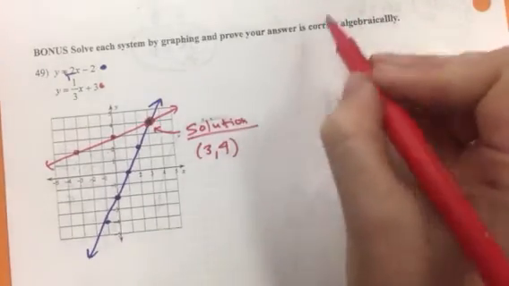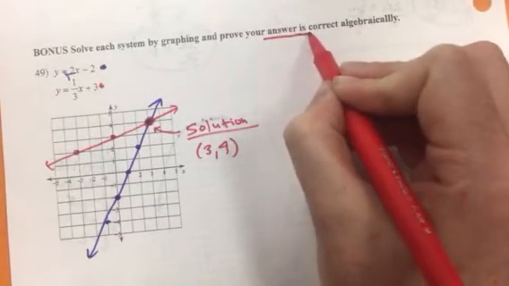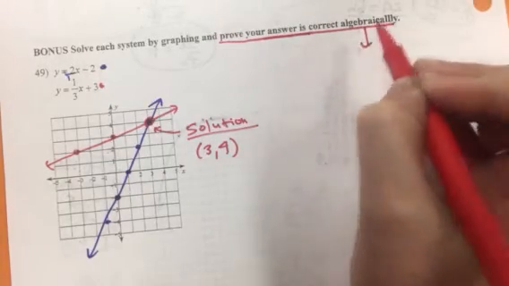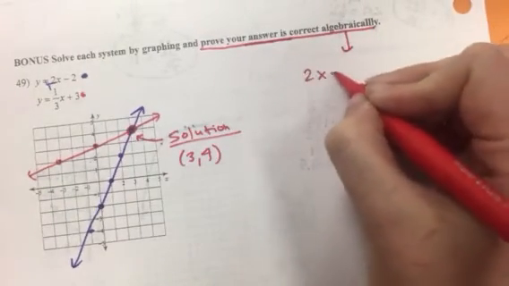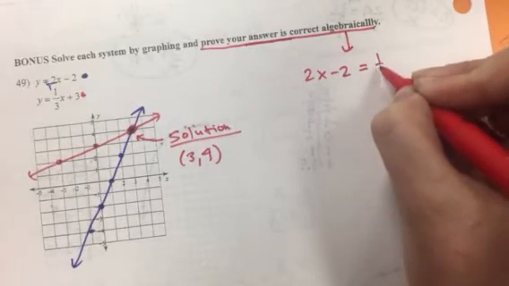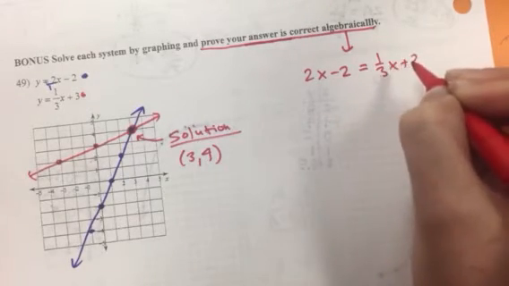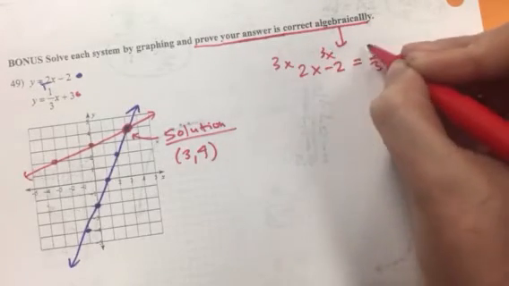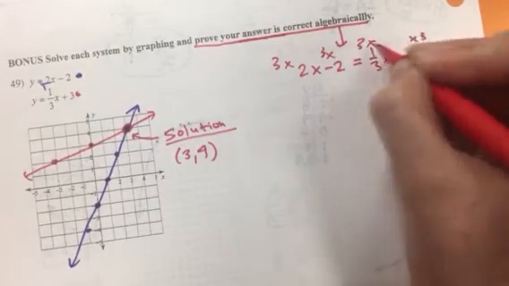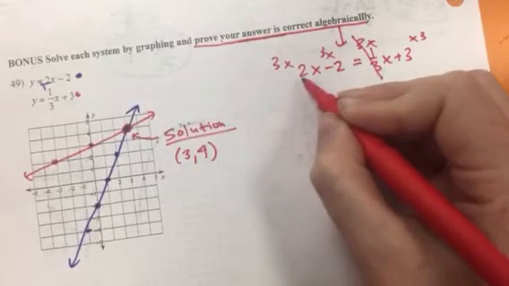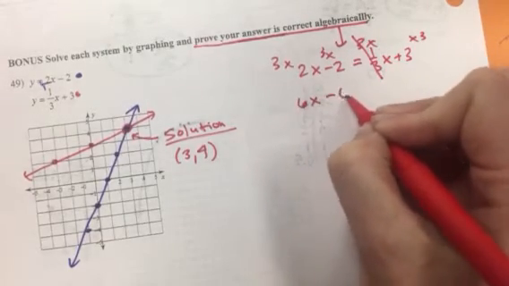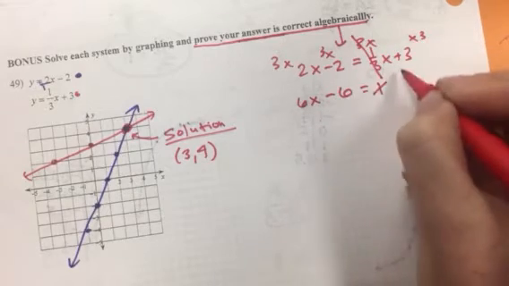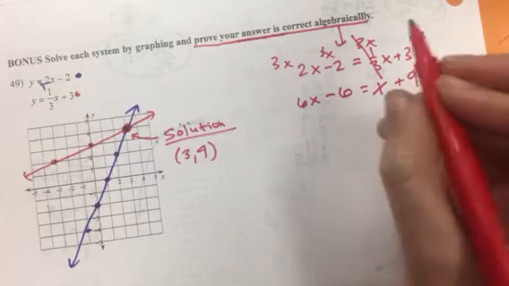Now for the full credit, I have to prove my answer is correct with algebra. So I take 2x minus 2 and say it equals 1/3 x plus 3. I don't want that 1/3, so I'm going to multiply everything by the denominator so that it cancels out. 6x minus 6 equals, that canceled out and leaves 1x, plus 3 times 3 is 9.